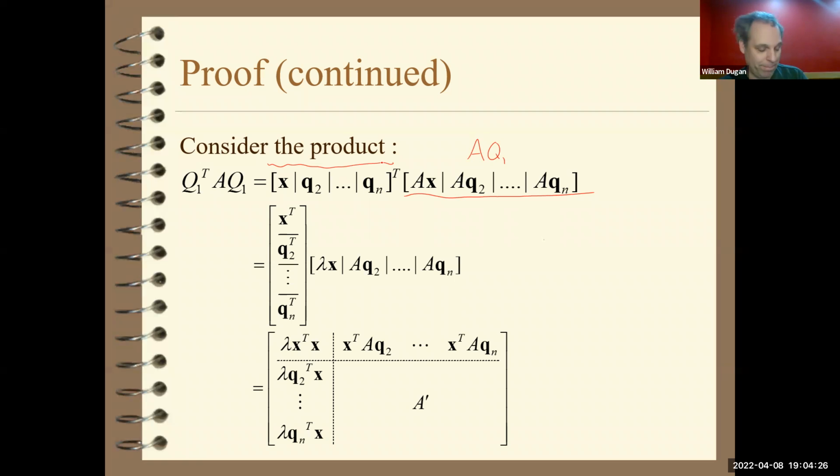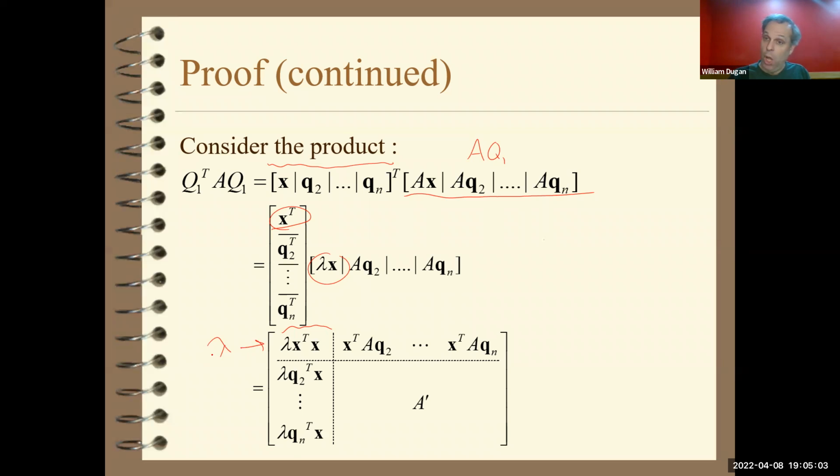But focus on the first column. Notice that when you do the multiplication to get the first row, first column, you're multiplying this row by that column. That's why you get this. But X transpose times X, if X is represented as a column vector, is a dot product. That's just X dotted with X, and we know X dotted with X is the length of the vector squared. But the length of X is 1. So the first entry, this whole thing right here, is just lambda. It's just that number.